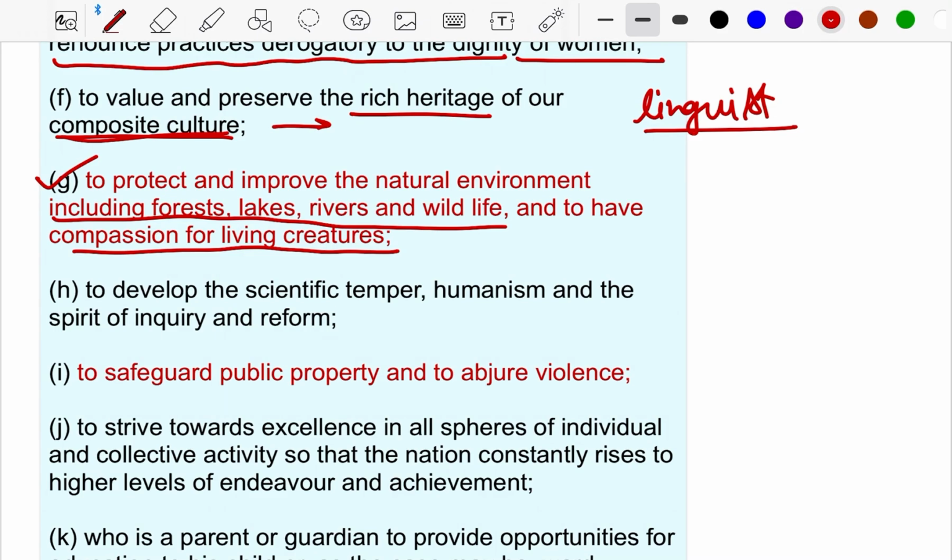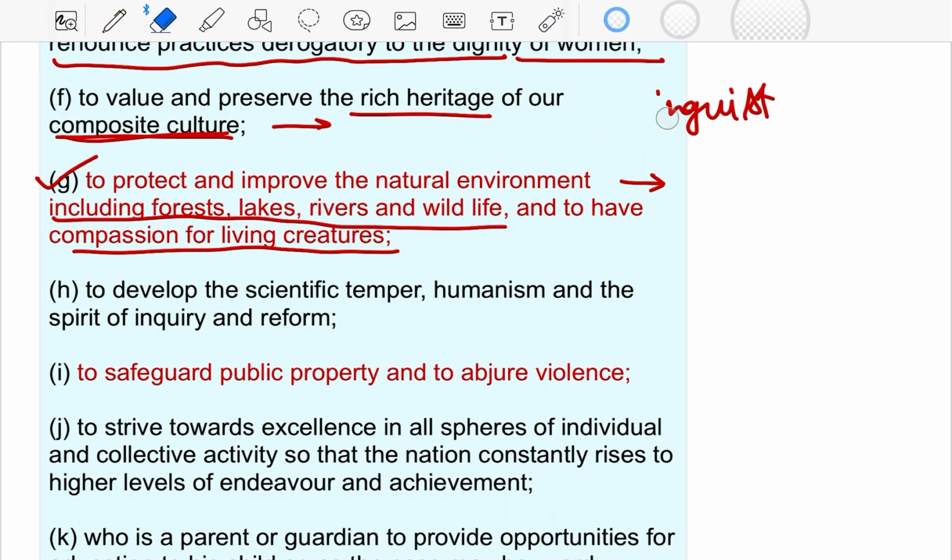Next is to protect and improve the natural environment, including forest, lake, river, and wildlife, and to have compassion for the living creature. Why they are saying it is just because in our Constitution they have mentioned that we have to have compassion for the living creature. We should not destroy the environment. After all, we were the sufferer. We are creating an environment in which we cannot live. Many diverse creatures got destroyed. They have got extinct. Every day 15 diverse creatures are getting extinct. So we have to keep in our mind so that we can preserve.